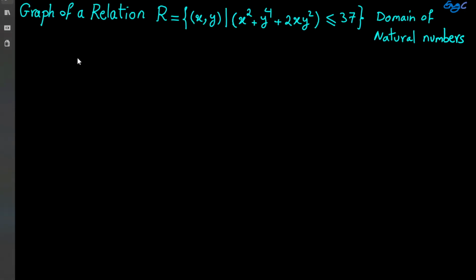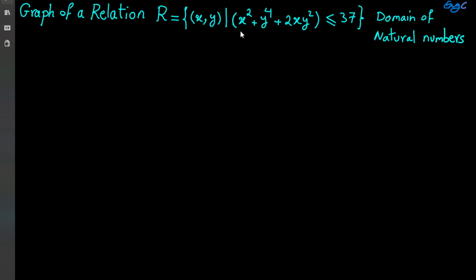The graph of a relation is illustrated in this example, in which we have a relation R defined using the set builder method as shown here. R is a relation defined by this set of two-tuples with elements x and y, such that x squared plus y to the power 4 plus 2xy squared is less than or equal to 37, and the domain is the natural numbers, or basically non-negative integers: 0, 1, 2, 3, and so on.